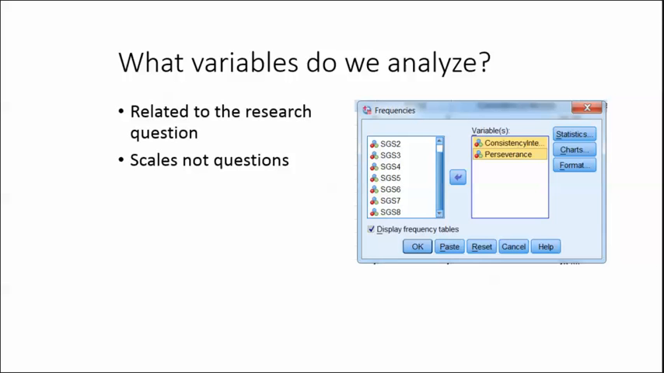We want to analyze those scales, so you'll need to scroll down to the bottom of the list of variables. We don't have a research question related to the short grit scale file, but we do have two scale scores, so our frequencies dialog would look like this.